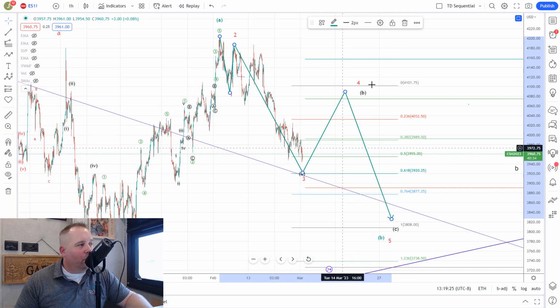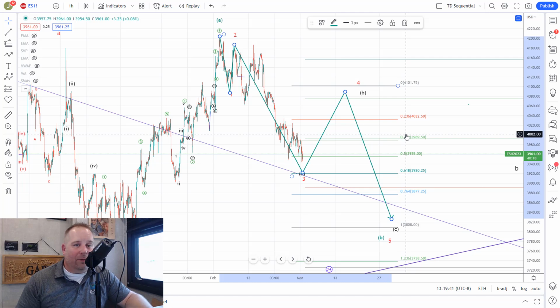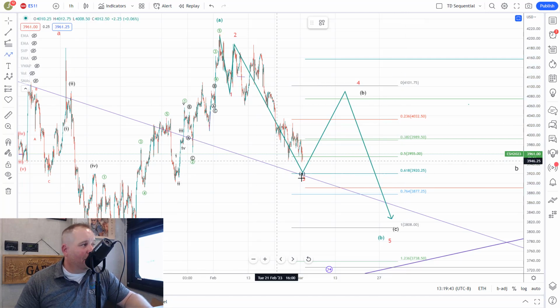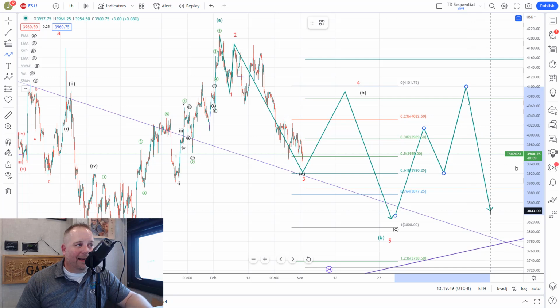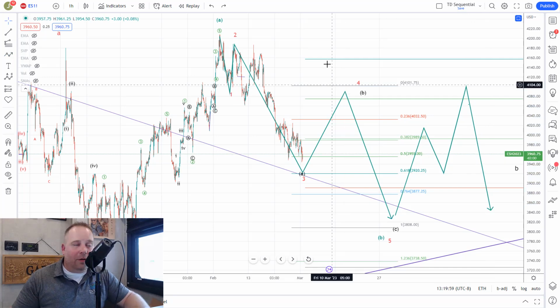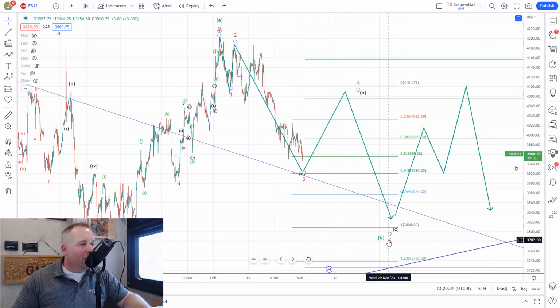So in both the red count and the black count, we have the potential to bounce up toward the 4,080 to 4,100 area and then drop down towards 3,800. And then from there, the bounce off of that area would tell the story. If we got an impulsive bounce, we would be looking at that C wave toward the 4,400 area. If we got a corrective bounce, okay, which would be an ABC higher for a wave 2, we would be looking at the 4,100 area again and then down from there. So those are the paths we're tracking. Remember, the B wave can get there two ways.